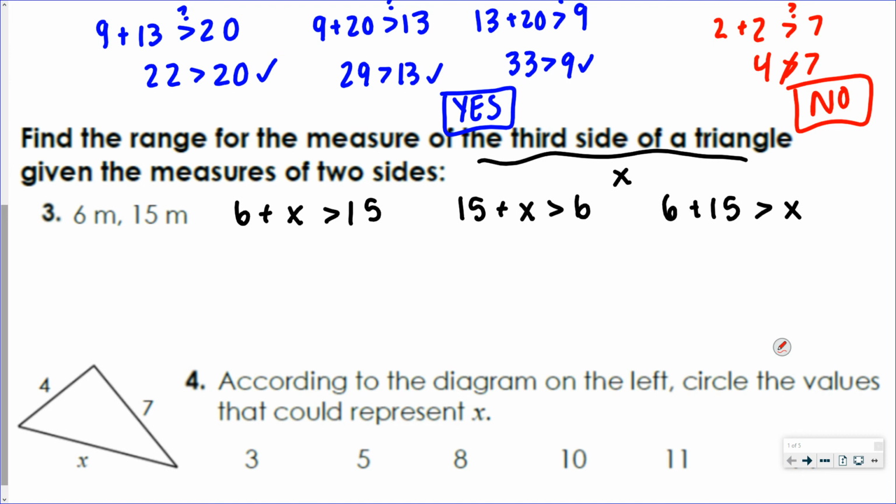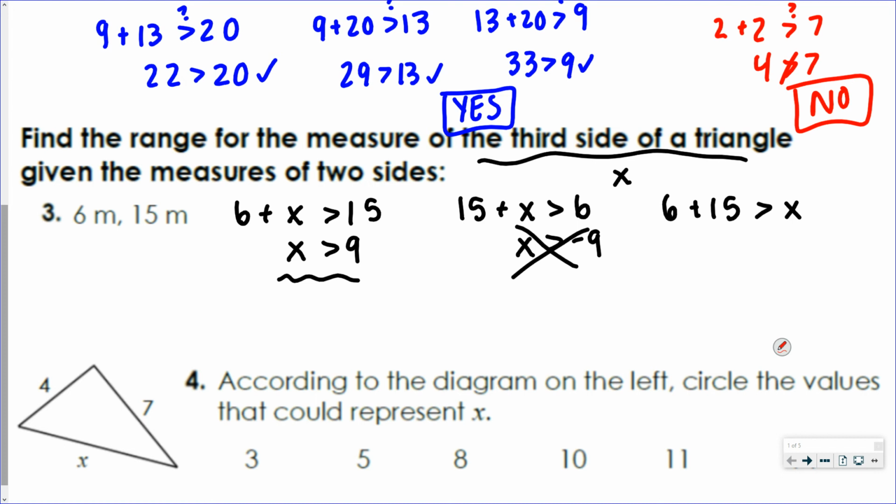Then you solve these inequalities. Here, just subtract 6 from both sides. I get X has to be greater than 9. Here, subtract 15 from both sides. I get X has to be greater than negative 9. We can kind of ignore that because if X has to be greater than 9, that's implying it's going to be greater than negative 9 as well. So you can ignore that because according to this first criteria, it has to be greater than 9.